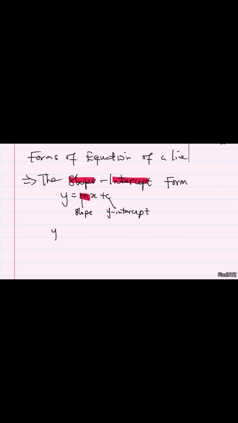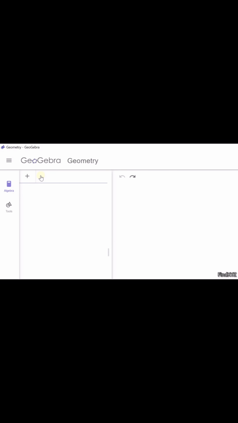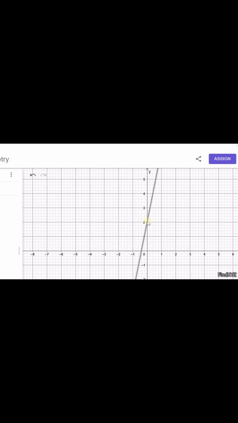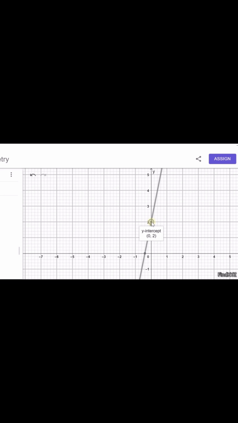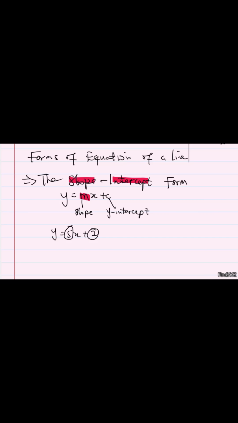So for example, if I have y is equal to 5x plus 2, we can see the gradient, which is the slope, is the coefficient of x, which is 5, and the y-intercept is 2. Now I want us to plot this on GeoGebra to verify the slope and then the y-intercept. So we have y is equal to 5x plus 2. That is the equation. So where is the line touching there? You can clearly see it is touching the y-axis at 2. Do you see that? Very good. And the gradient, it goes up. Look at it. It goes up 5 units for every 1 across. So this is called the slope-intercept form.